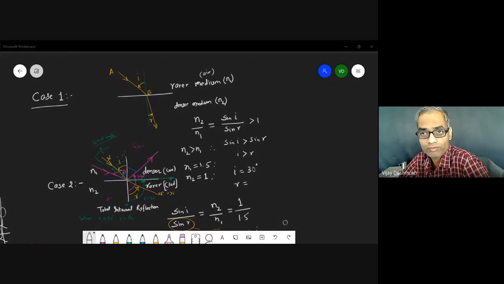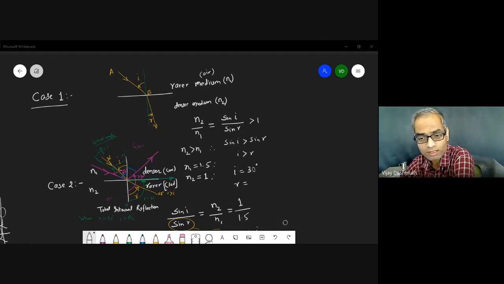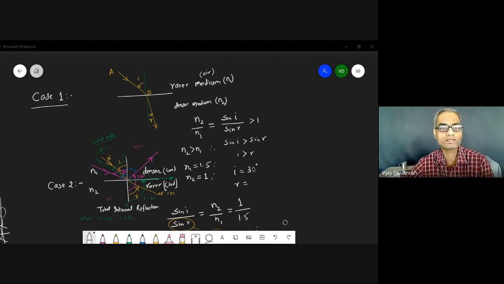So I want all of you to write this expression nicely. Of course, I will share the notes with you, and you have to upload the expression for the optical fiber, the critical angle for the optical fiber, on Google Classroom. And then within a day or two, we'll have the quiz for laser as well as the quiz for optical fiber.